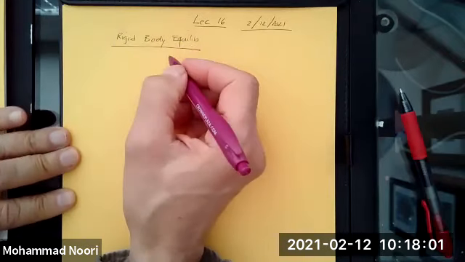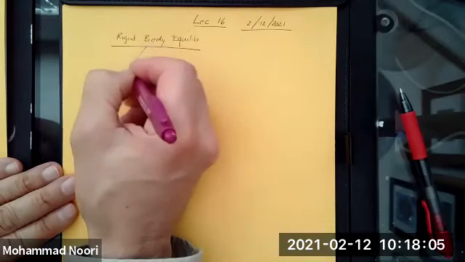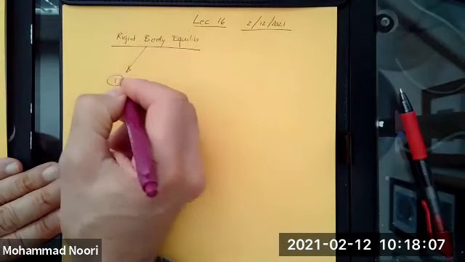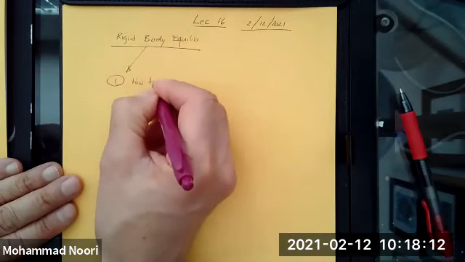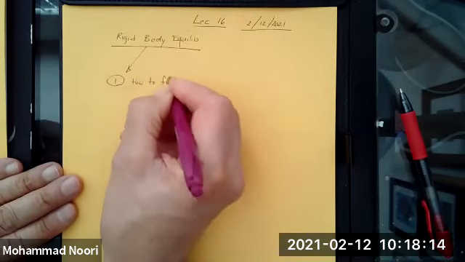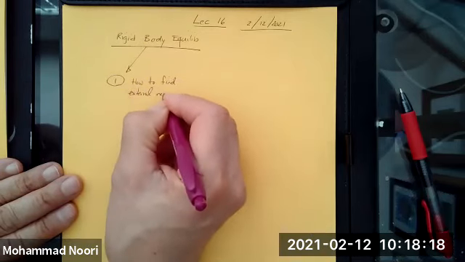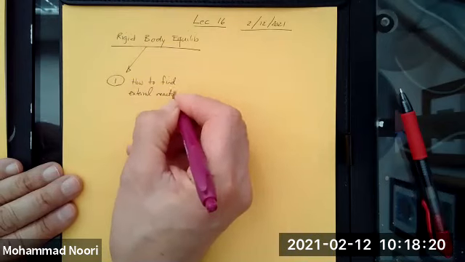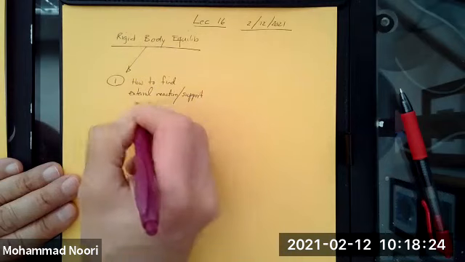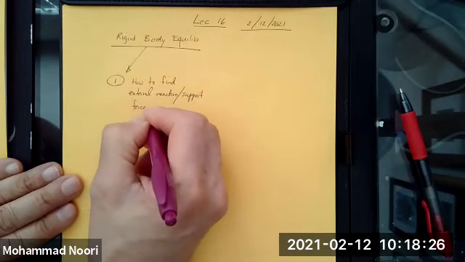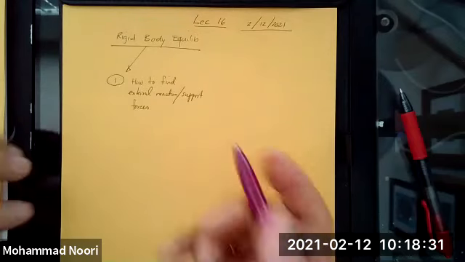And we said that the objective of studying rigid body equilibrium is twofold. One is how to find external reaction or support forces that keep the structure in place, the whole structure in place.